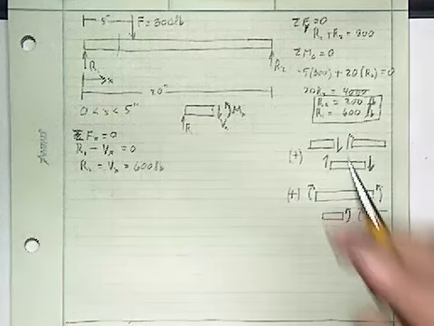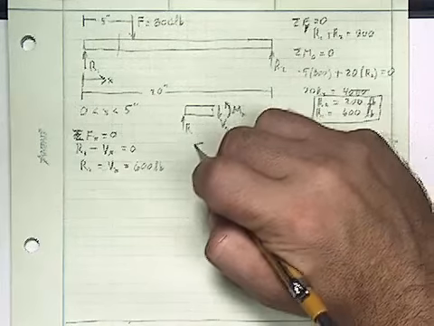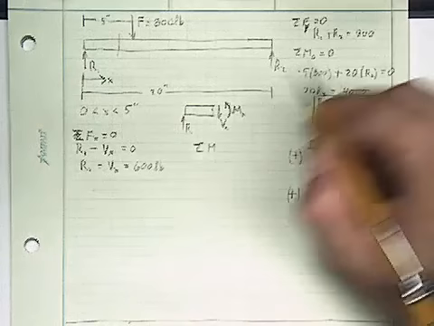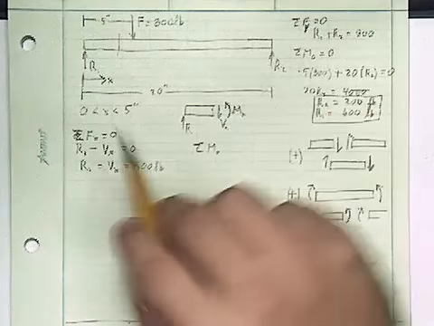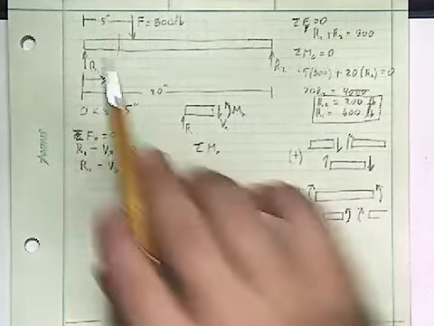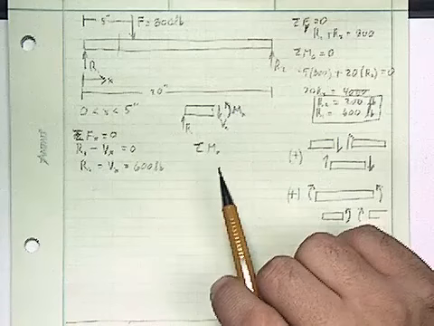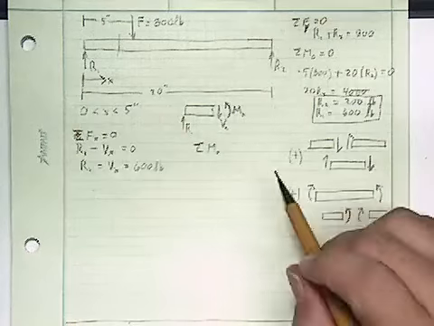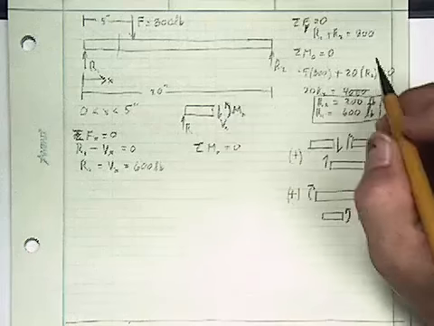Okay, let's sum moments as well. So I'm going to sum moments. And again, I think I'm going to sum moments about 0. I don't have to. I could sum moments about x, but it's a little bit more confusing to think of it as a function. I'm going to sum moments about the 0 point here, and I know that that's going to be equal to 0.